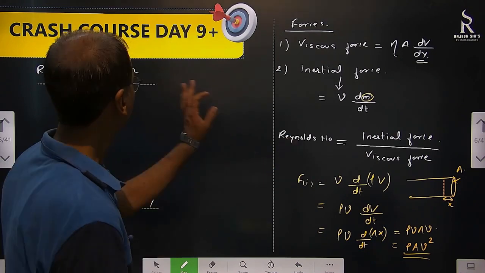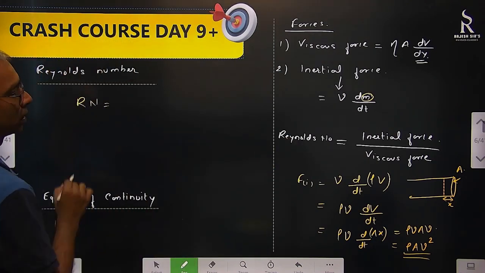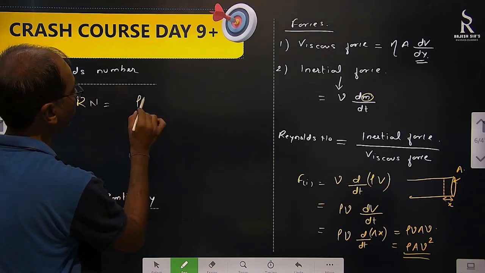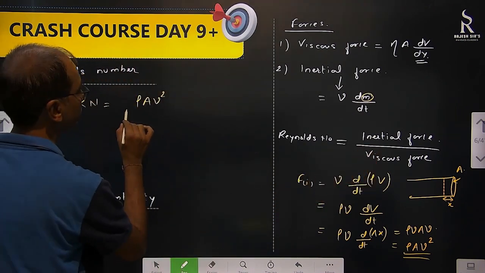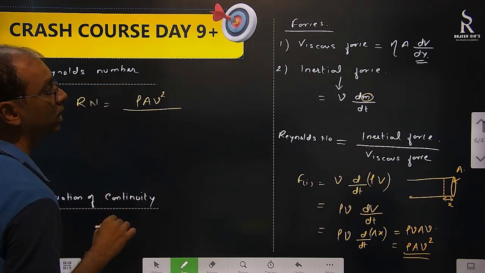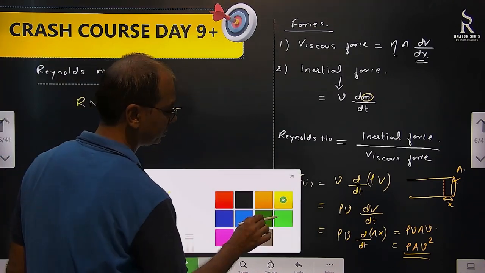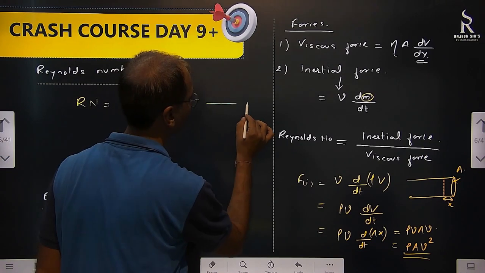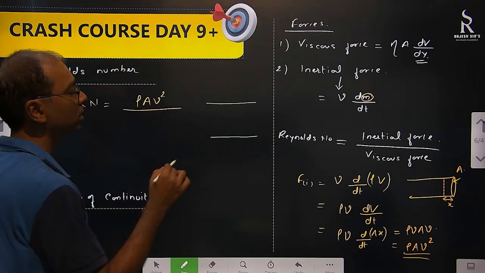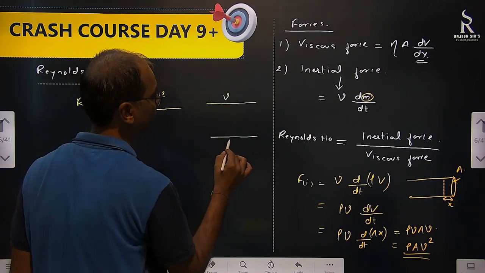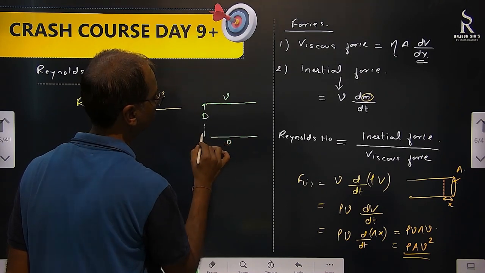So let's bring it over here. Say Reynolds number. Reynolds number is what? I am putting it here, rho A V square. Why? Because it is inertial force by viscous force. Now we have to put eta A dV by dy also. Now we have to define what it is. First assume that these are the two layers that you are talking about. Velocity is V, this velocity we are taking as zero, and this distance is, let's say, D.